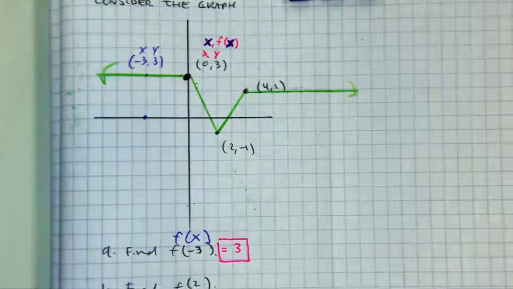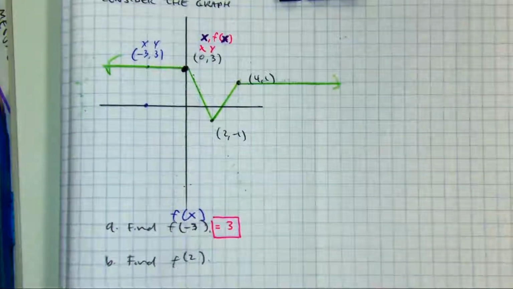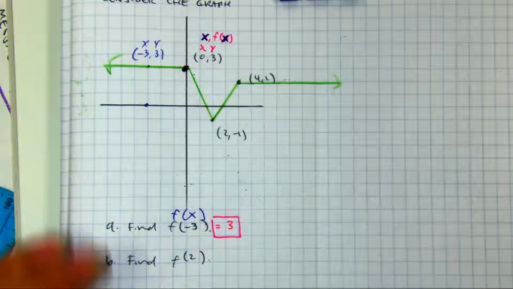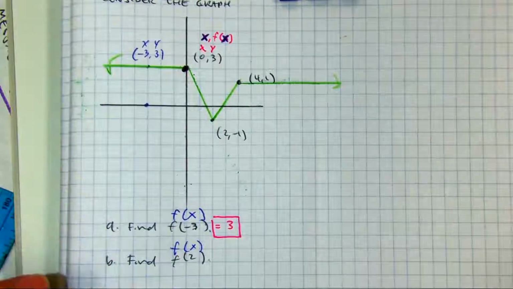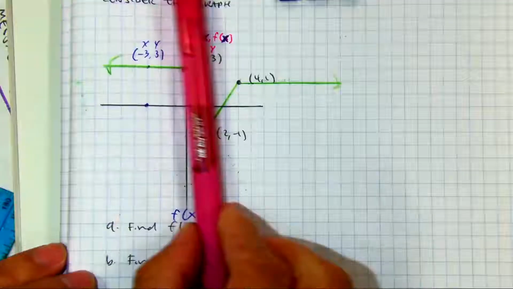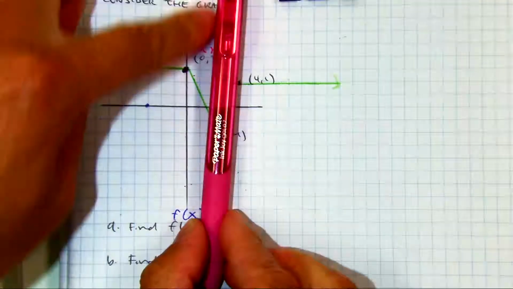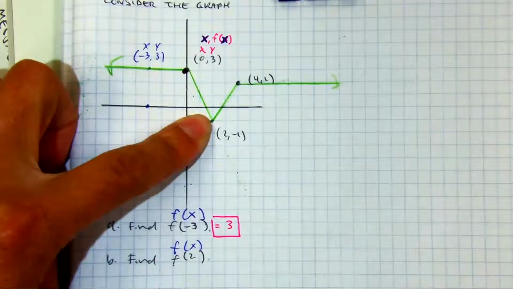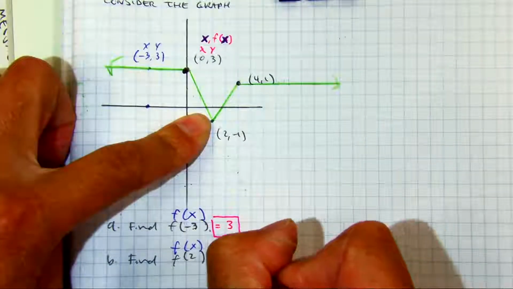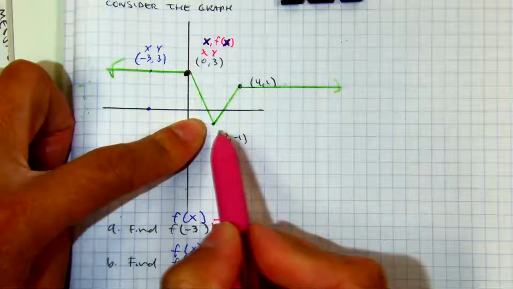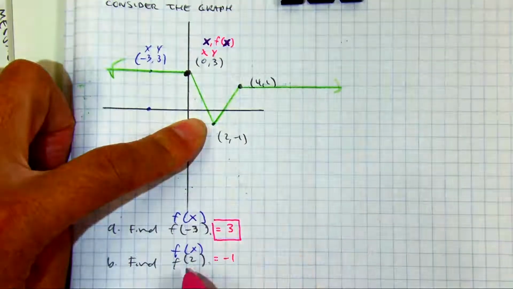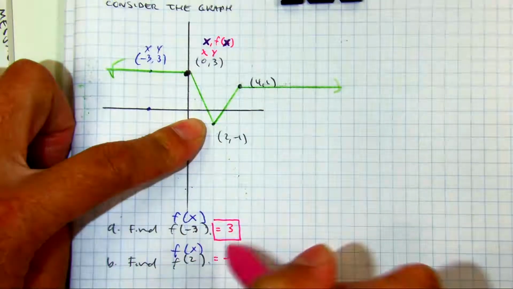Let's try another one. In B, what is my x value, class? 2. Put your pen at x equals 2. There is my graph. What is your y value? When x is equal to 2, my y value is equal to -1. That is an order pair 2, comma, -1.